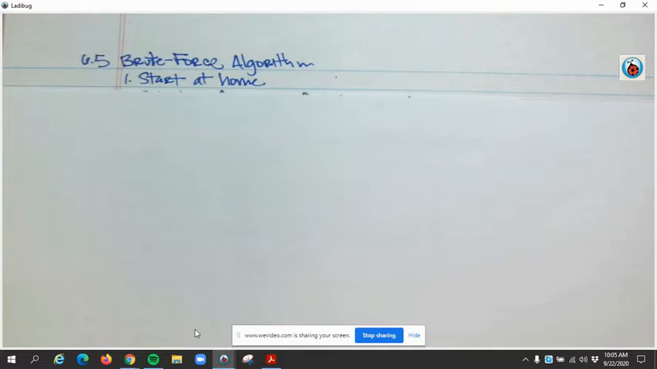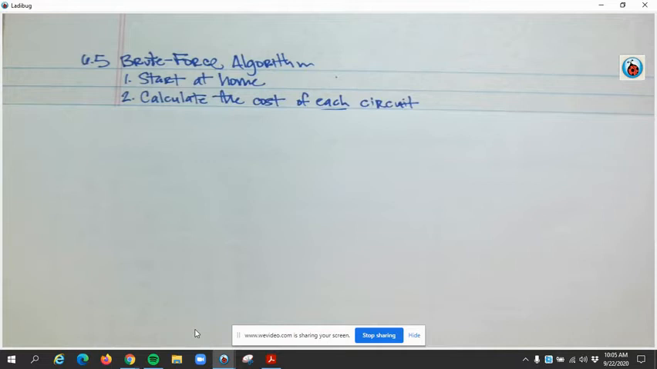Step 2, you're going to calculate the cost of each circuit. As you'll see, when you have a lot of vertices, you're going to have a lot of circuits. That's the downside to this method. Step 3, you pick the lowest one. So, 3 steps in the brute force algorithm.